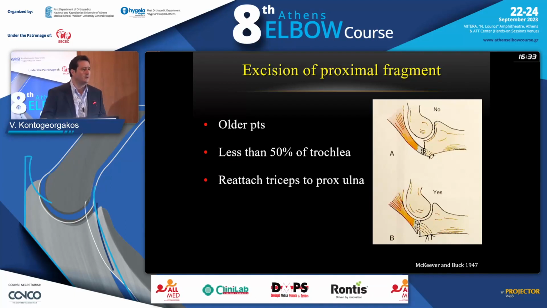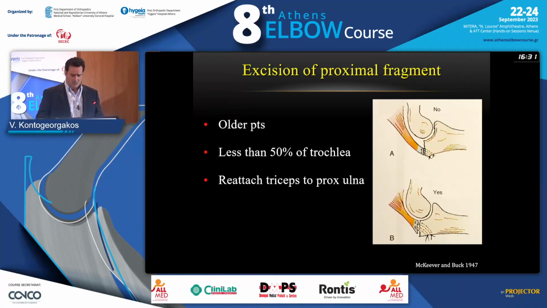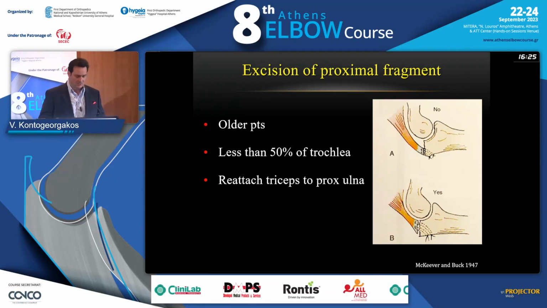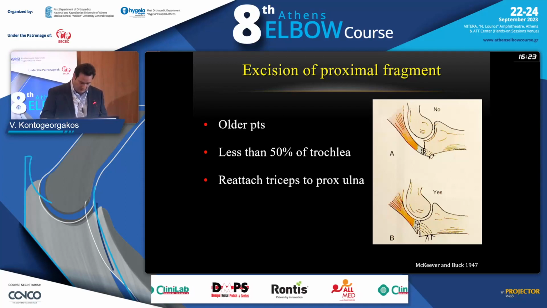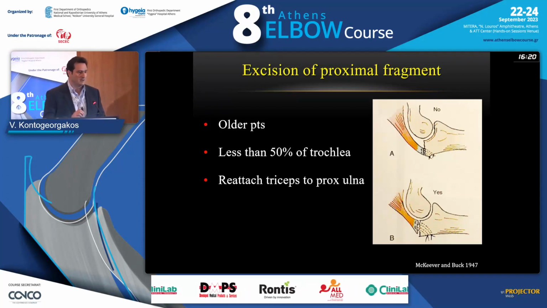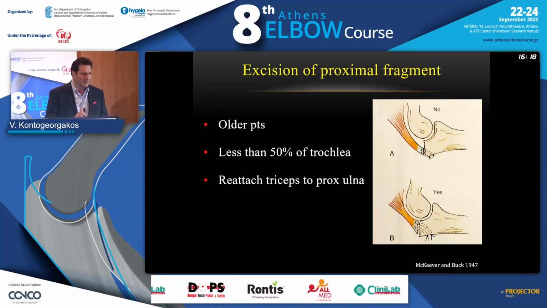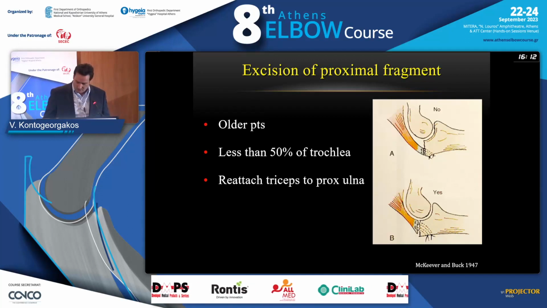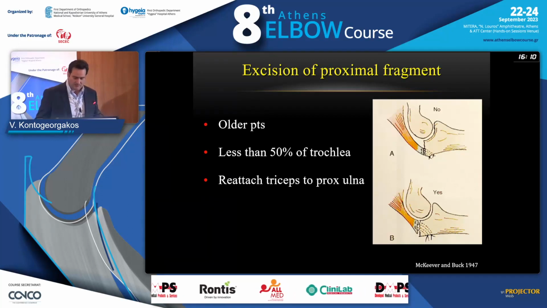And as we said before, for a low demand patient with a small proximal fragment, we can take out the fragment, and we have to reattach the triceps to the proximal ulna, but we have to be very precise on the reattachment site, because the triceps should cover the back side of the humerus, and otherwise instability may occur.